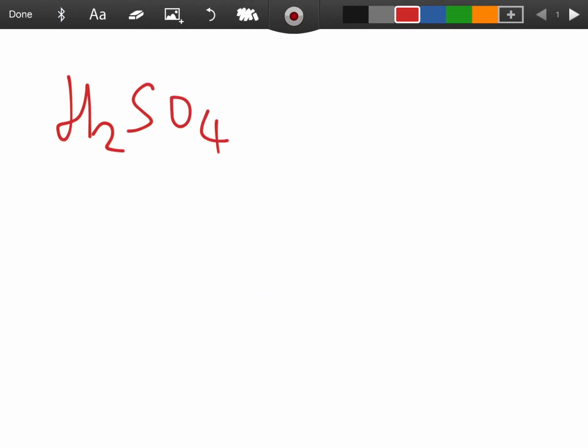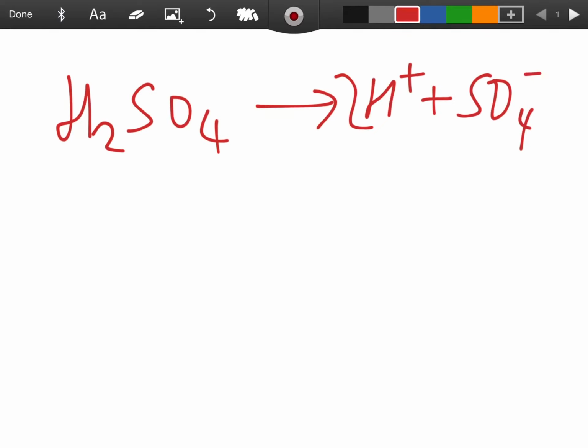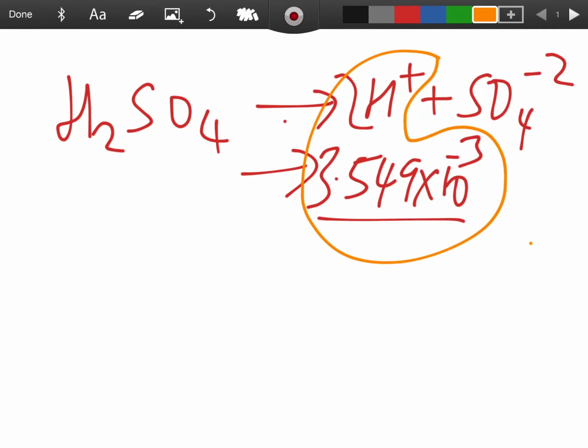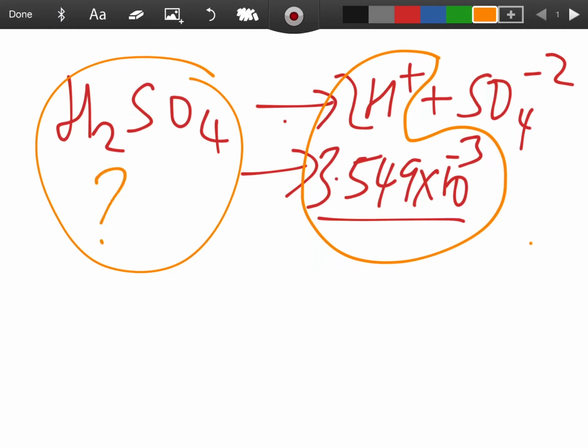Now, the next part, then they asked you, what is the concentration of the sulfuric acid? The pH is the same. Now, sulfuric acid is a strong acid, okay, so complete dissociation. They told you that the pH was the same. So the hydrogen ion concentration is going to be the same. So you got the hydrogen ion concentration in the last part to be 3.549 by 10 to the minus 3. So if the pH is the same, the hydrogen ion concentration is the same. Okay, so that's the hydrogen ion concentration.